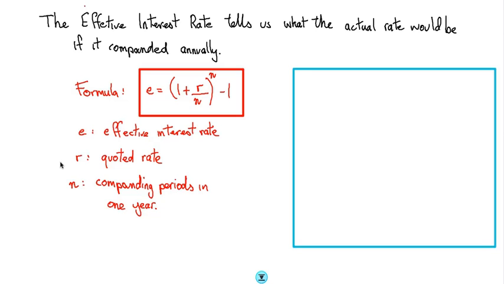This is brand new. This is the formula for effective interest rate. This is something I would recommend you write down in your books, put a red box around it, put arrows pointing to it so you can see it clearly and keep coming back to it because it is going to be important. E is effective interest rate. R is the quoted or nominal rate. N is the number of compounding periods in 1 year.